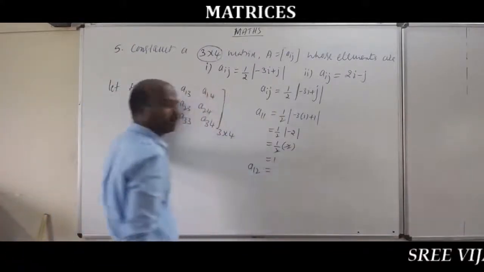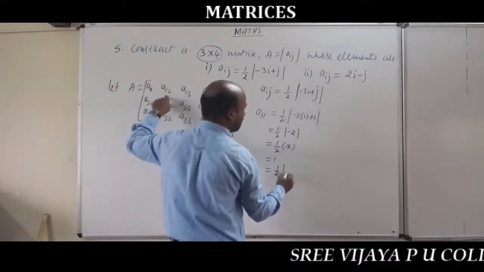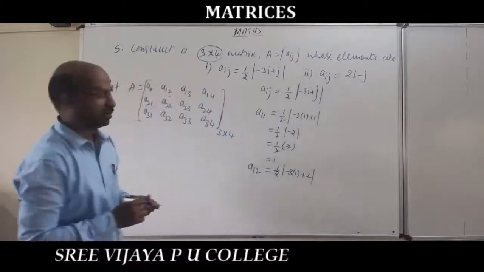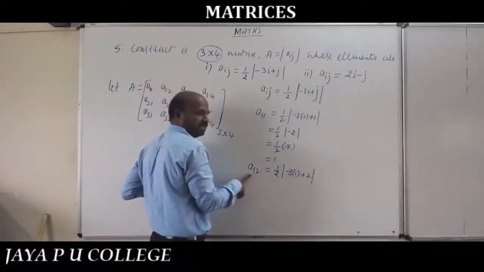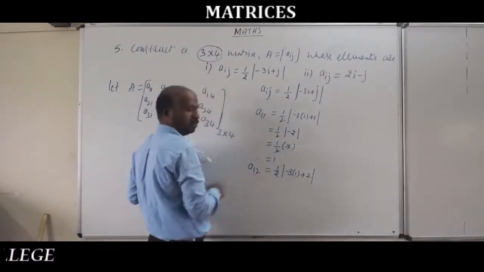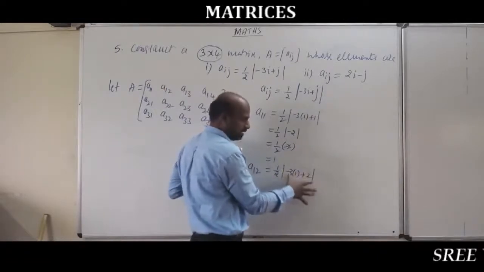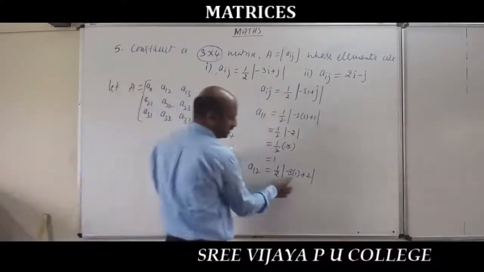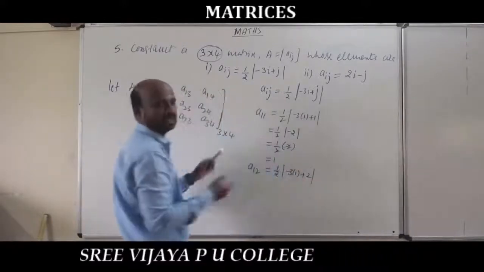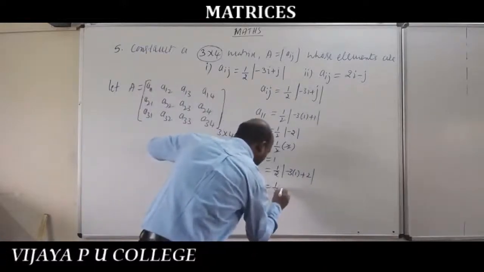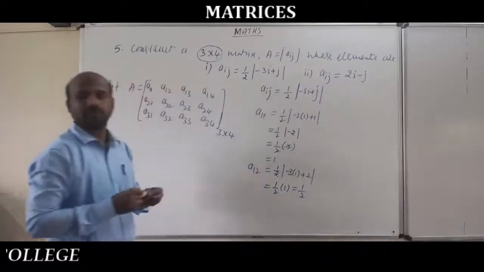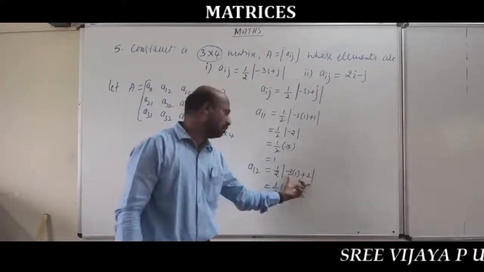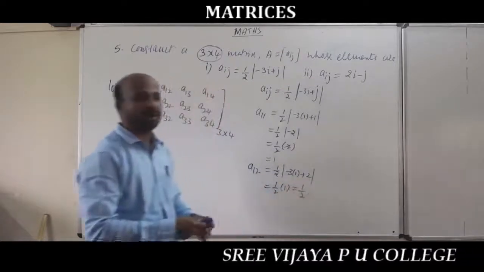Next, A12. A12 is equal to 1 by 2 modulus of minus 3 into 1 plus the value of j, which is 2. First row, second element: first suffix indicates i, second suffix indicates j. i equals 1, j equals 2. Inside the modulus sign, minus 3 plus 2 is minus 1. Modulus of minus 1 is plus 1. So 1 by 2 into 1 is 1 by 2.